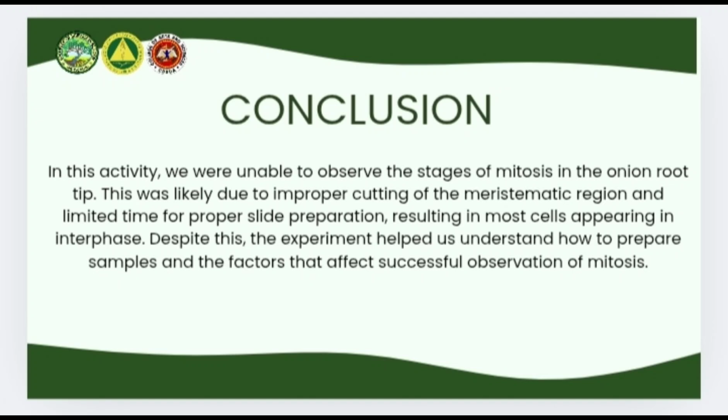For our conclusion, during this laboratory activity, we were not able to observe the stages of mitosis in the onion root tip cells. This was likely due to several factors, including improper cutting of the root tip, insufficient time to properly prepare the slide, and most cells being in interphase rather than actively dividing. Despite this, the activity helped us understand the process of preparing samples for microscopic observation and the challenges involved in studying cell division. It also highlighted the importance of the meristematic region in observing mitosis.